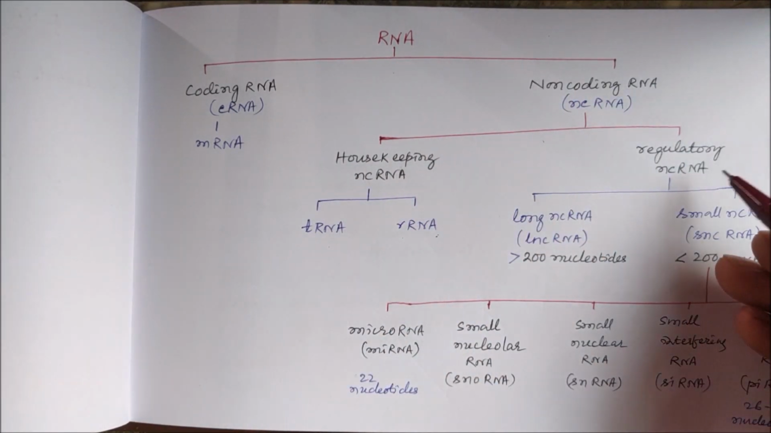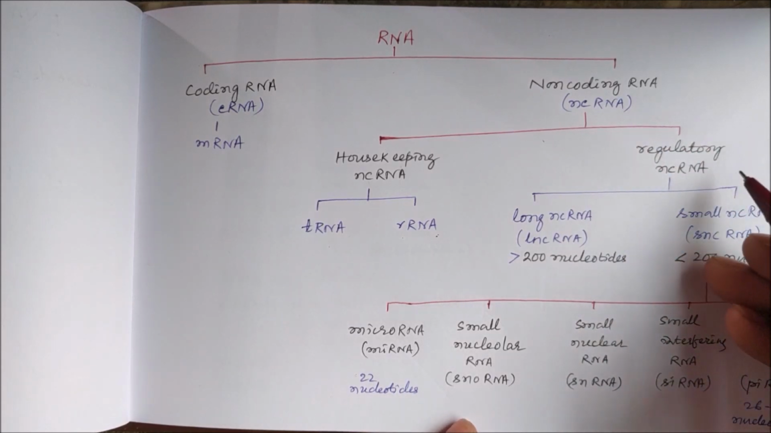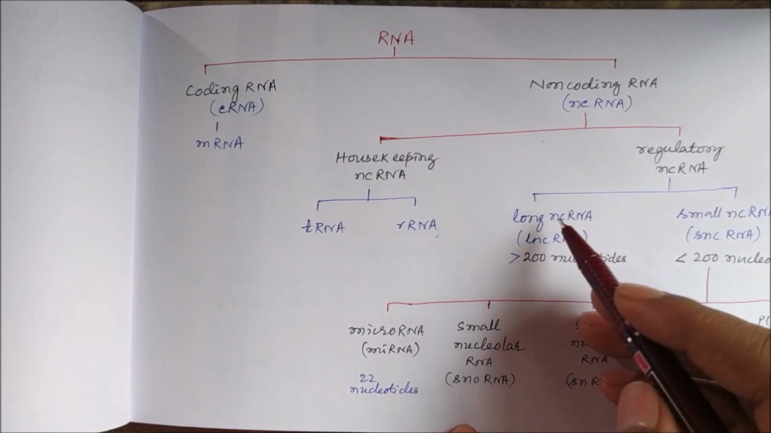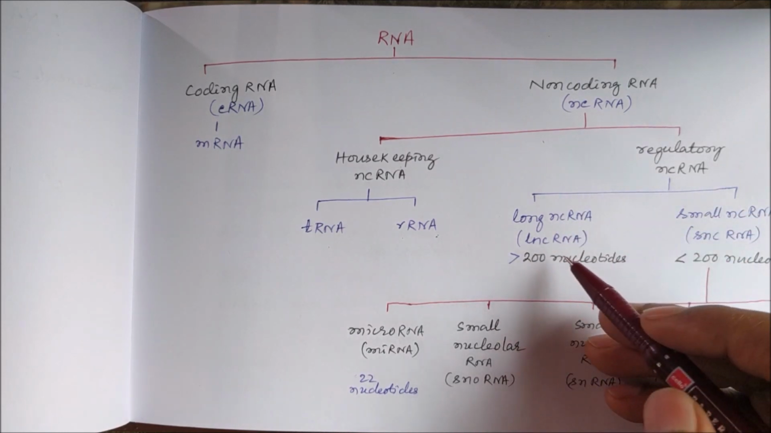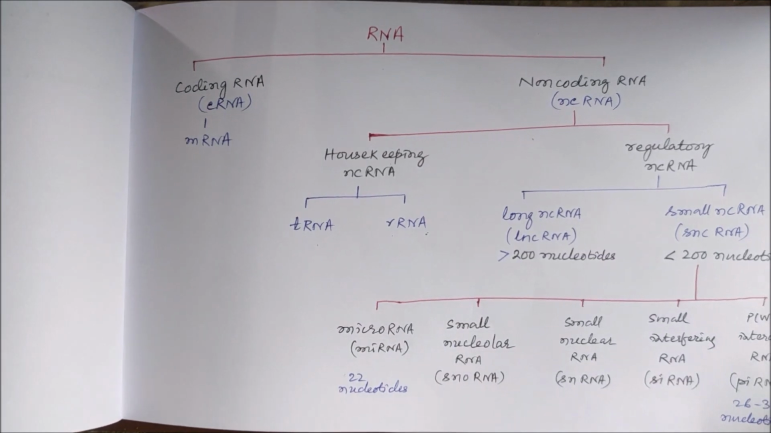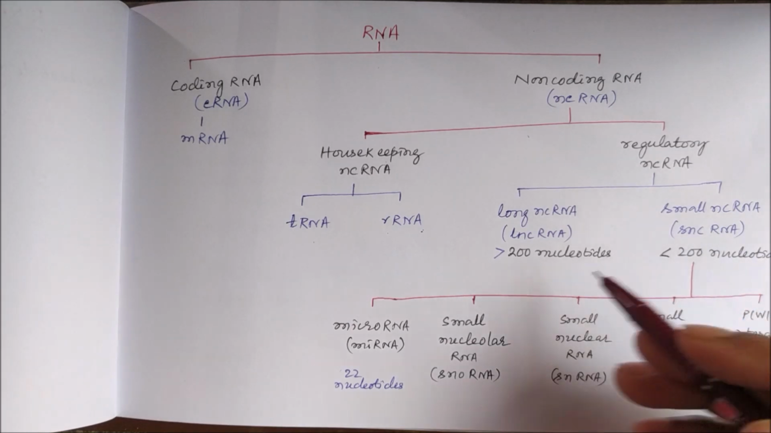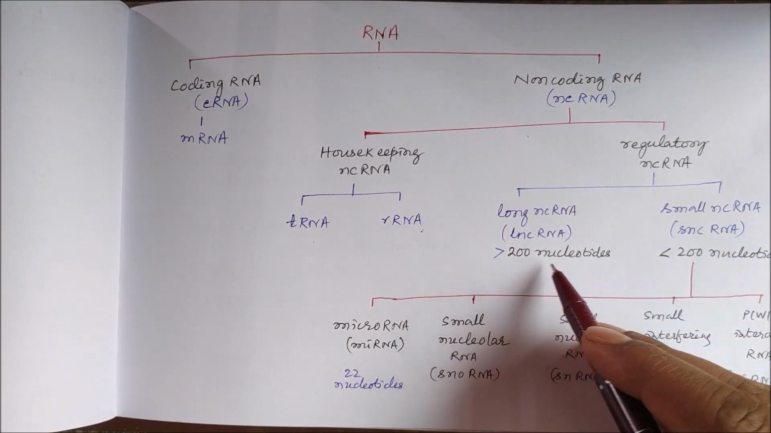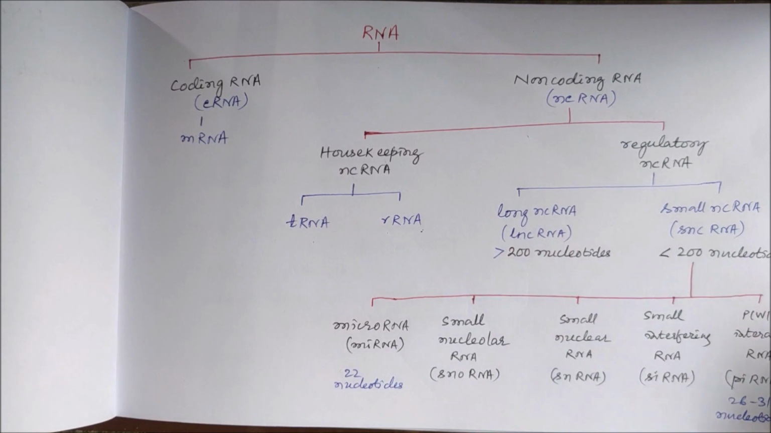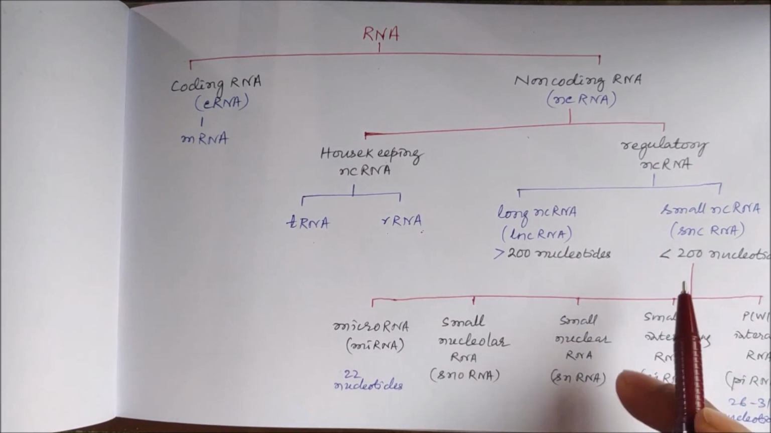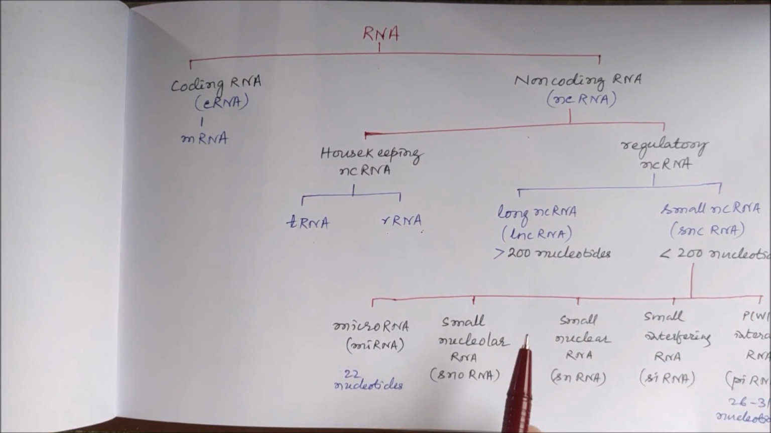And there are certain non-coding RNAs which regulate gene expression, and they can be classified based on their length, either as long non-coding RNA or small non-coding RNA. If the length is more than 200 nucleotides, then it is long non-coding RNA, and if it is less than 200 nucleotides, it is called small non-coding RNA. And the small non-coding RNAs play a major role in gene expression and regulation.